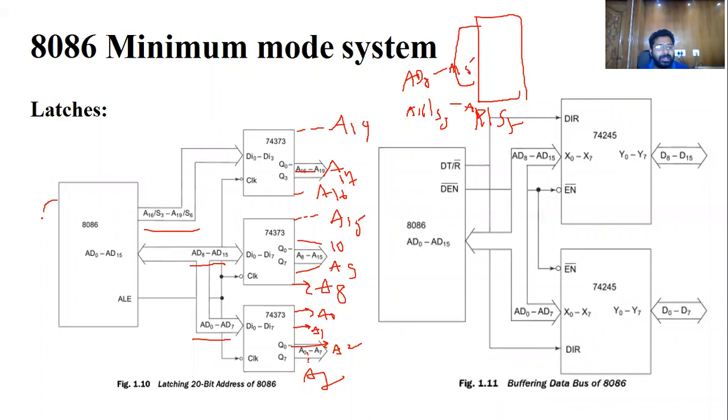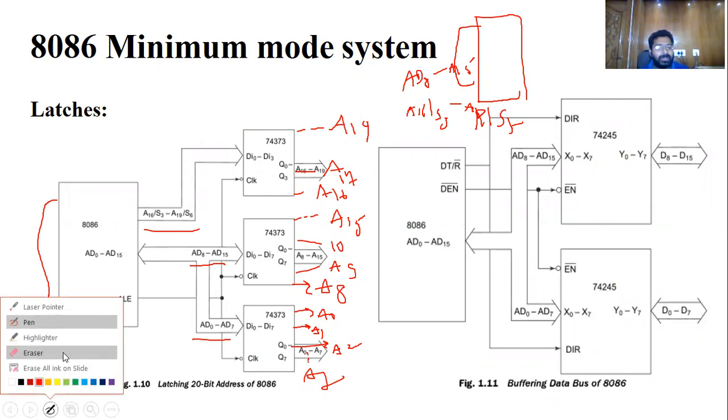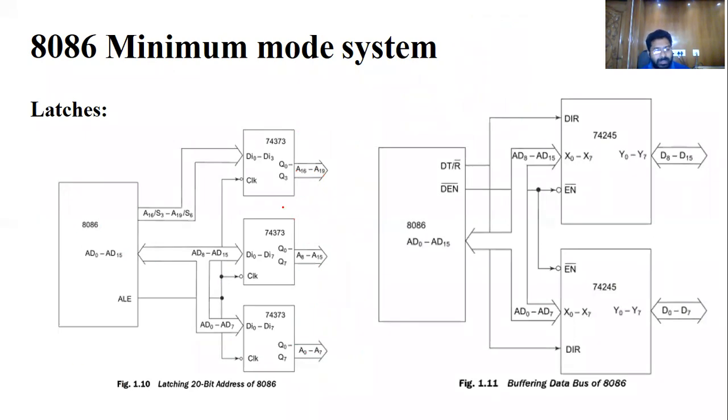On this side, we have AD0 to AD15. On this side, we have A16 to A19. So all those 20 pins are connected by these three latches. In this way, for simplicity, the diagram is represented like this. Now see this, the data lines are nothing but the pins that are connected to these latches, to carry the data.